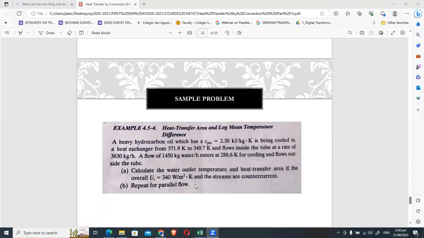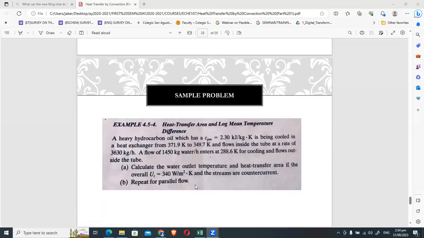Okay, so for you to understand how we're going to use the delta T log mean, here is a formula, excuse me class, concerning a heavy hydrocarbon oil. So it's not anymore delta T, which is the difference between the wall temperature and the bulk temperature of the fluid, or a delta T which is simply outlet and inlet temperature if we're simply using the m Cp delta T. But this time, your delta T is delta T log mean.